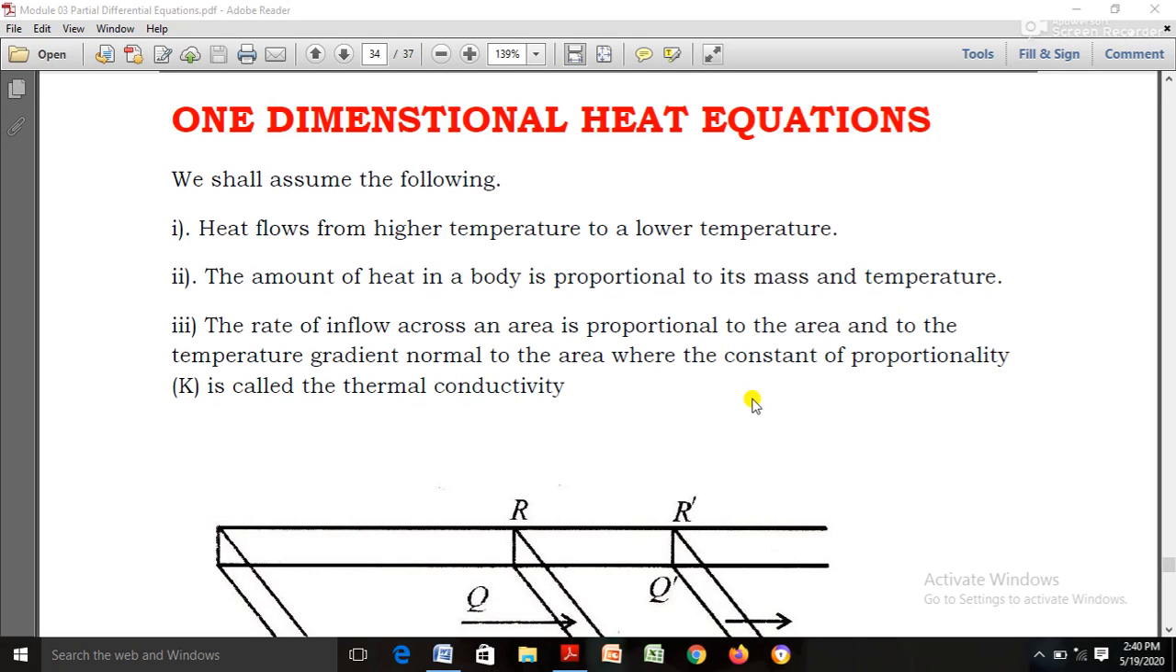Dear student, in this video we study the one-dimensional heat equation theorem from the model 3. We shall assume the following. First, heat flows from higher temperature to lower temperature. Second, the amount of heat in a body is proportional to its mass and temperature. Third, the rate of inflow across an area is proportional to the area and to the temperature gradient normal to the area, where the constant of proportionality, K, is called thermal conductivity. So these are the basics of heat transformation.